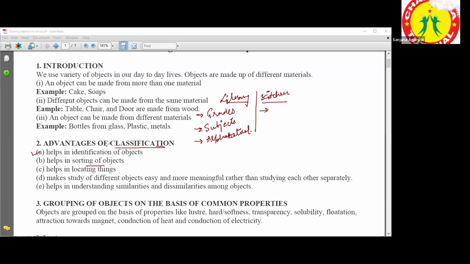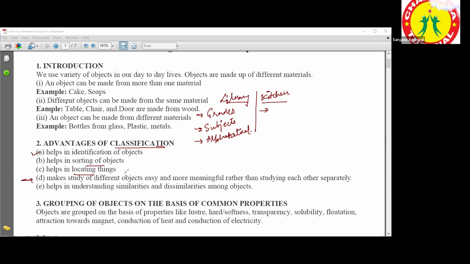Usually for the guests, we prefer crockery, so we'll directly go to that section. We know the spoons, the serving spoon, the plates, the glasses, the bowls, we'll find everywhere in the crockery unit only. It helps in locating things also. It makes the study of different objects easy and more meaningful.